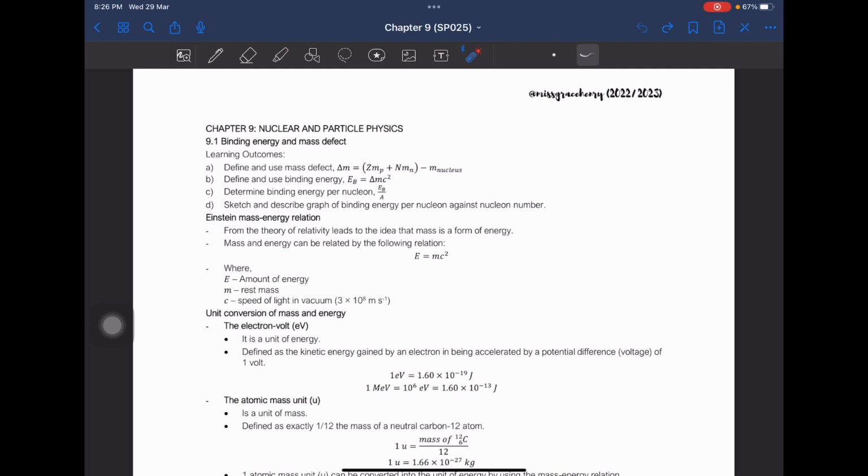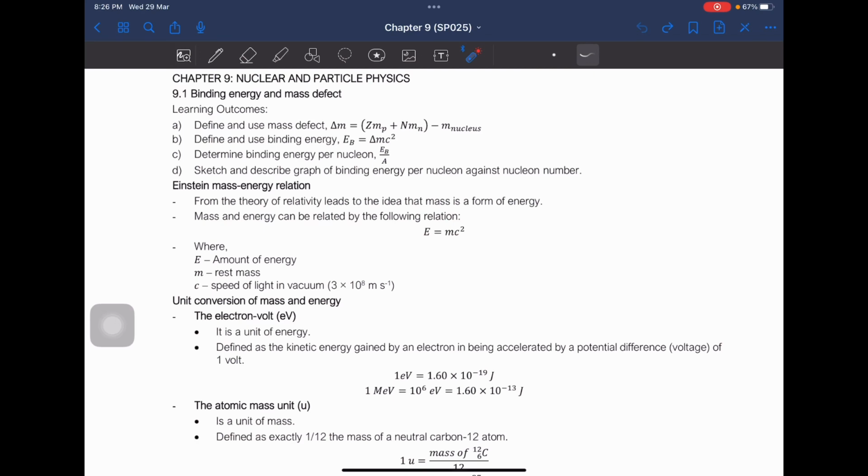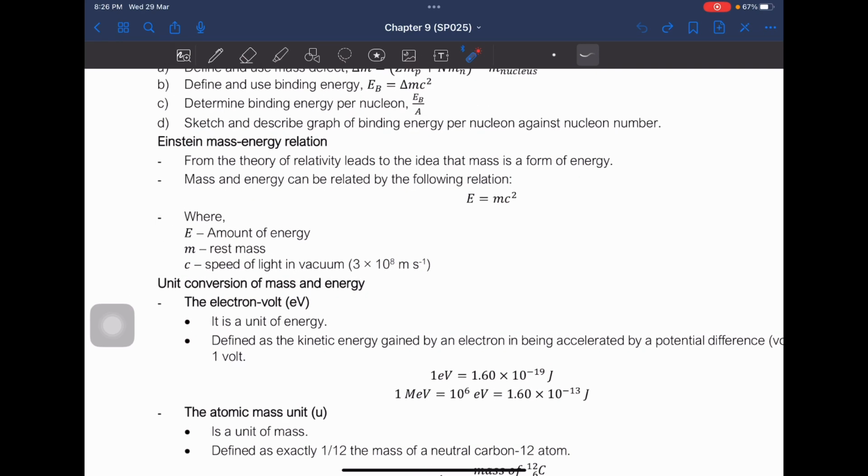Right, so Einstein mass-energy relation. From the theory of relativity, it leads to the idea that mass is a form of energy. Mass and energy can be related by this very famous equation, E equal to mc square. So what is E? E is the amount of energy, m is the rest mass, c is the speed of light in vacuum. So that's the relationship between energy and mass.